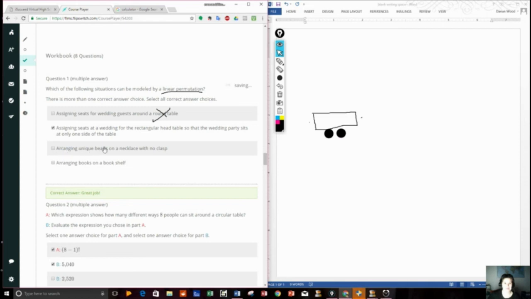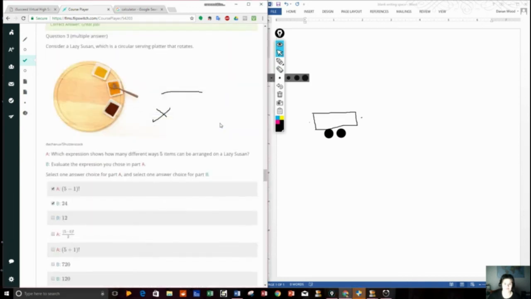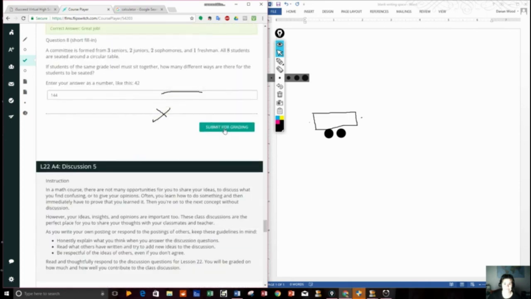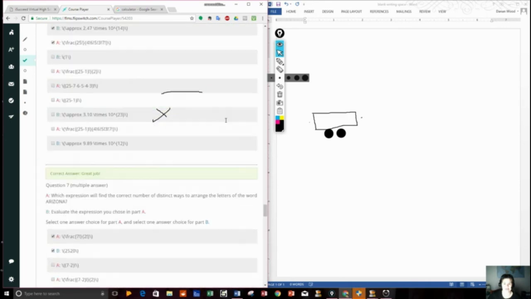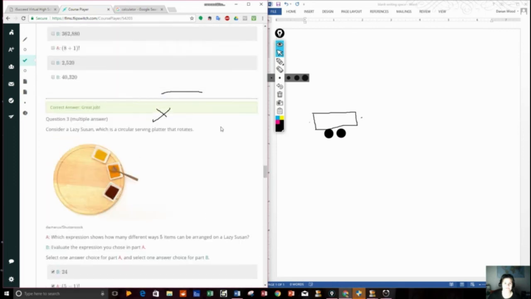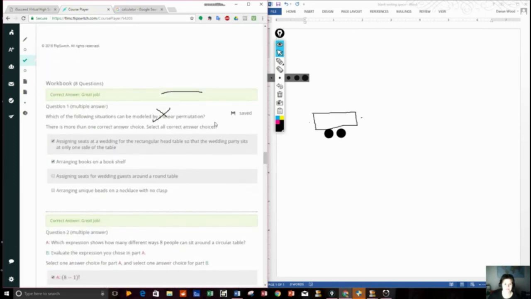And then arranging unique beads on a necklace with no clasp. Okay, no clasp, that means that there is no start and no end to be determined. And then arranging books on a bookshelf. I would say yes because it's going in a straight line. All right, let's check that. All right, great job. So there's your workbook helps for lesson 22.